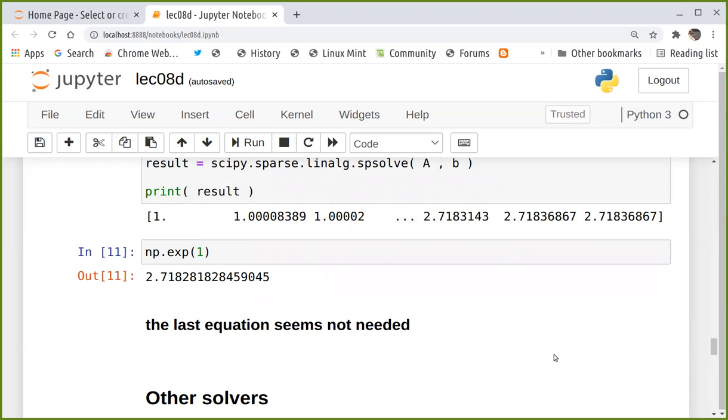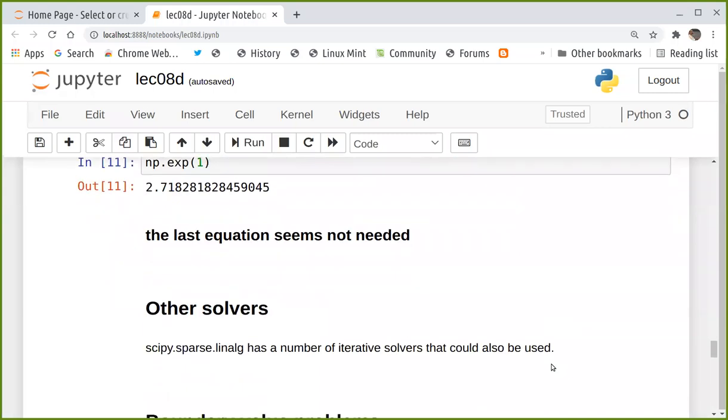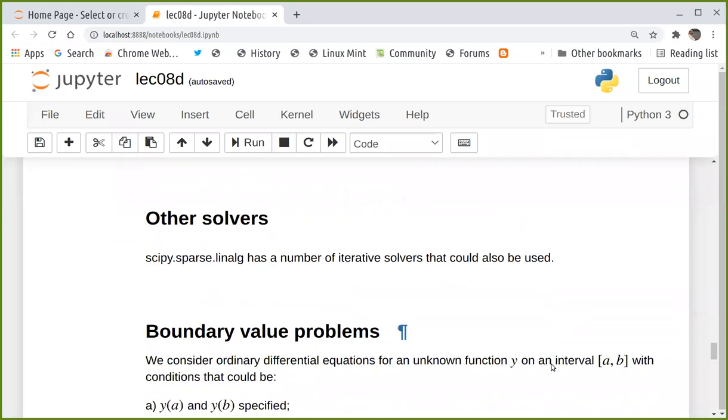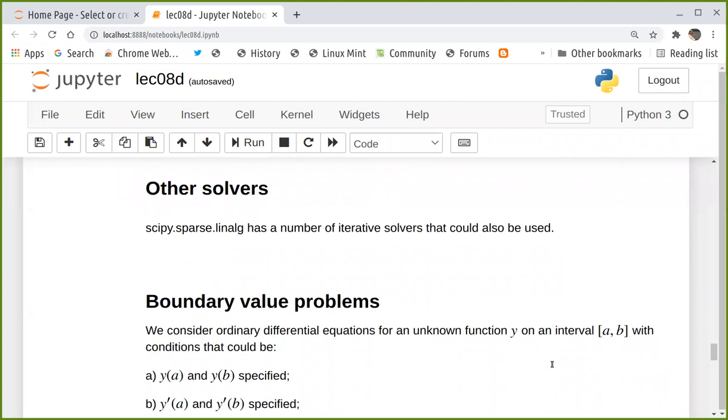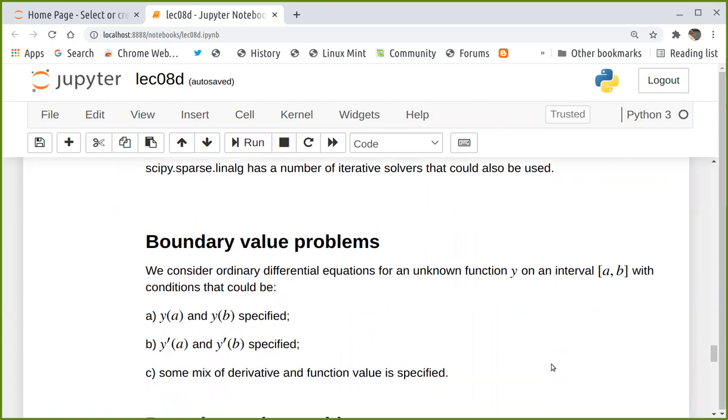The last 2 entries are in fact the same, and that's because we've switched from a central difference scheme to a lower order approximation of the derivative. So probably that last equation was not needed in this case. Okay, there are other solvers that you could use. You could use a conjugate gradient solver if you wanted to, for example.